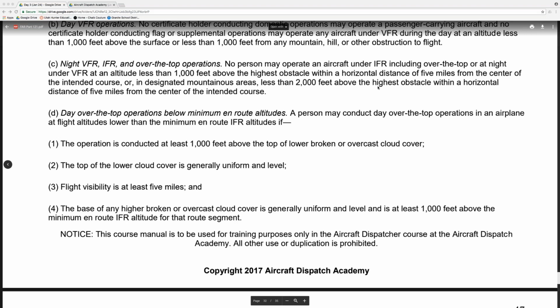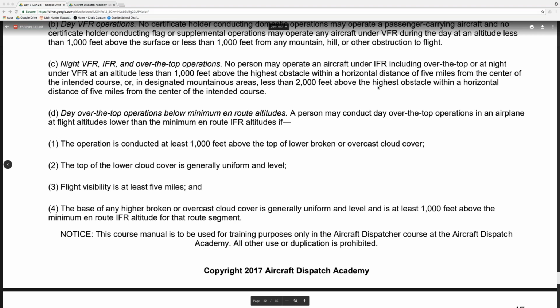Night VFR, IFR, and over-the-top operations. No person may operate an aircraft under IFR, including over-the-top or at night under VFR at an altitude less than 1,000 feet above the highest obstacle within a horizontal distance of 5 miles from the center of the intended course, or in designated mountainous areas less than 2,000 feet above the highest obstacle within a horizontal distance of 5 miles from the center of the intended course.